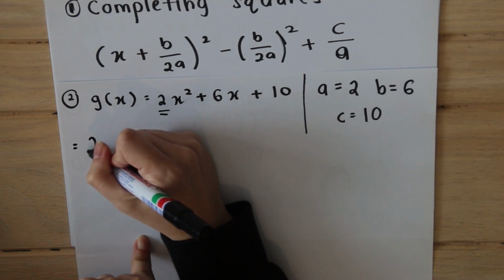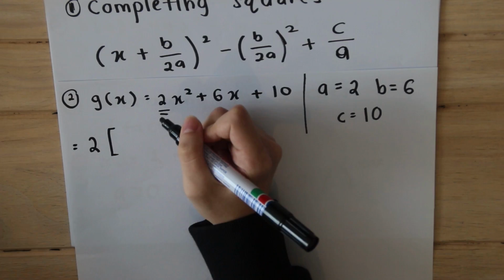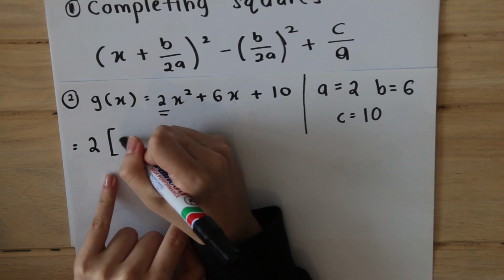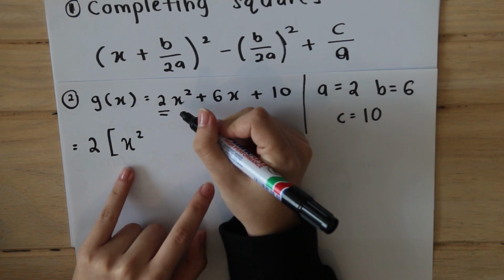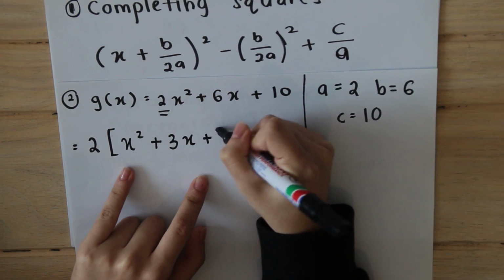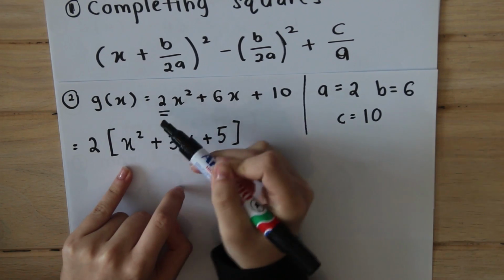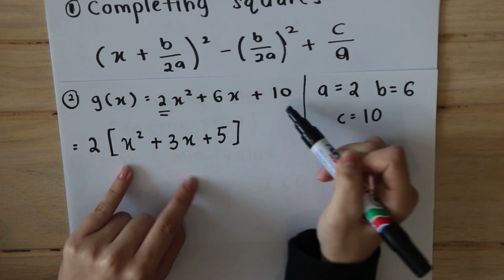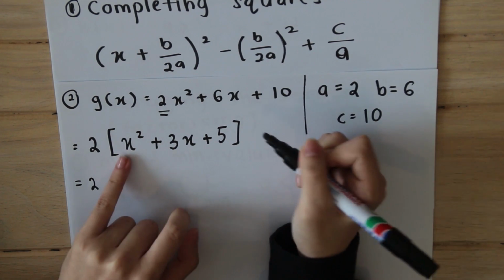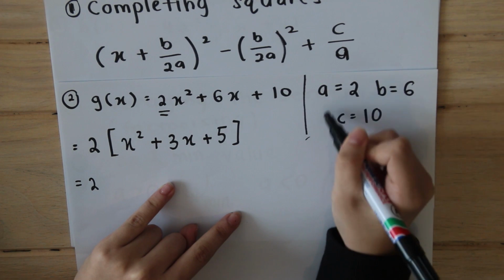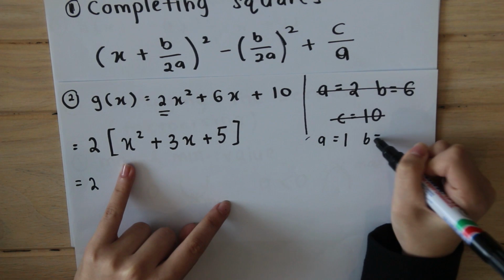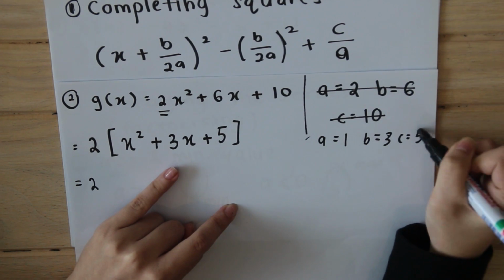So you take out 2 from the equation, x squared plus 3x plus 5. So when you times 2 in, you still get this equation. Okay. And then, now we complete the square, since a is already 1. So the new values are a is 1, b is 3, and c is 5.